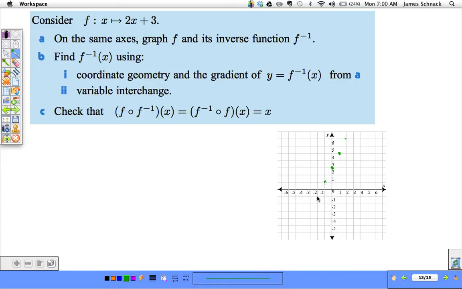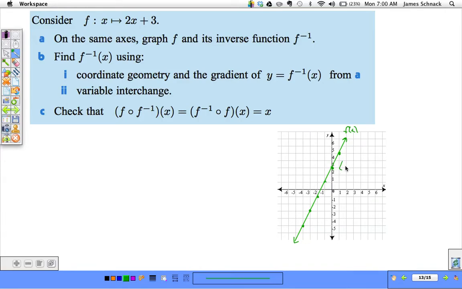If you didn't recognize that, we could very easily make a table of values and graph it that way. But there's f of x. Now to graph its inverse function, I'm simply going to switch the ordered pairs.